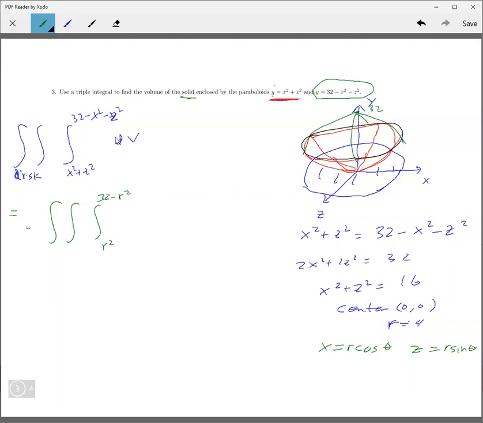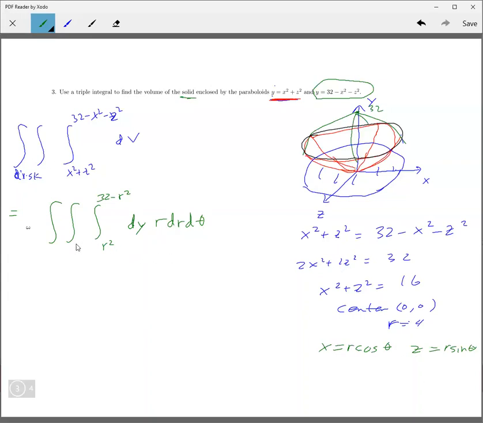And then the dV is going to be, well, you're going to have dy first, and then you're going to have r dr d theta. So you can do polar coordinates on x and z as opposed to y and z. It doesn't have to be y and z, depending on the situation.